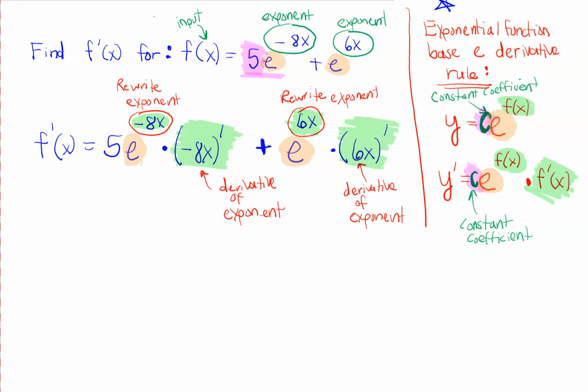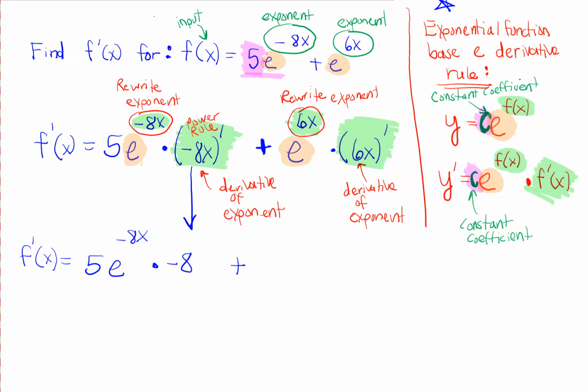So this is the calculus. I'm following this template. I'm applying this rule. Now we just need to clean this up a little bit. So rewriting this first term, I have 5 base e to the negative 8x power, and then the derivative of negative 8x. I just follow my power rule for this because this derivative happens to be a polynomial function. It's a linear function. I'm going to follow my power rule, and if you do that, you get a derivative of negative 8.